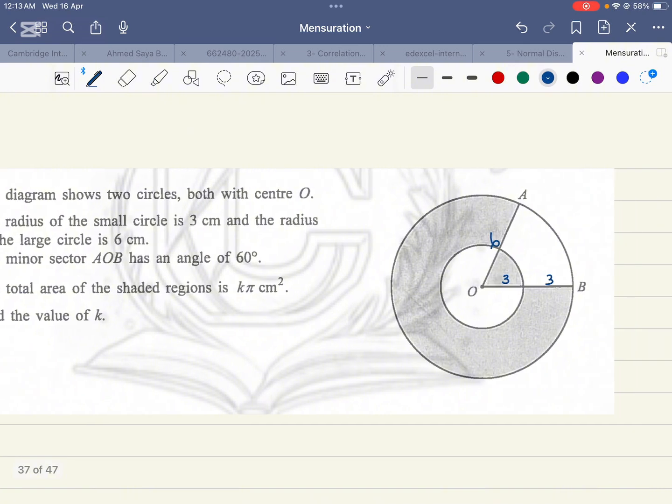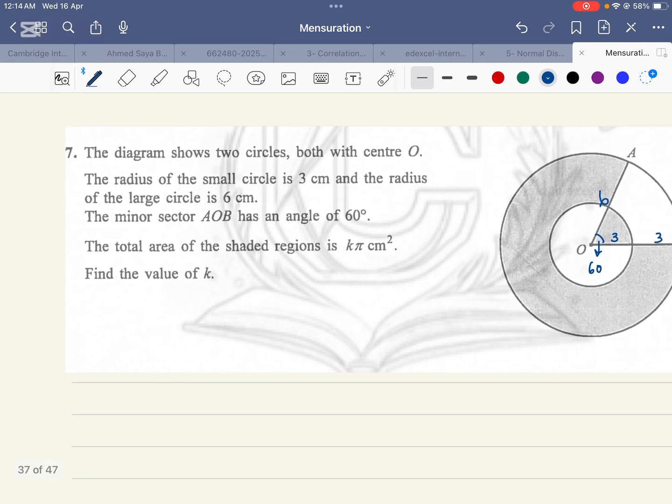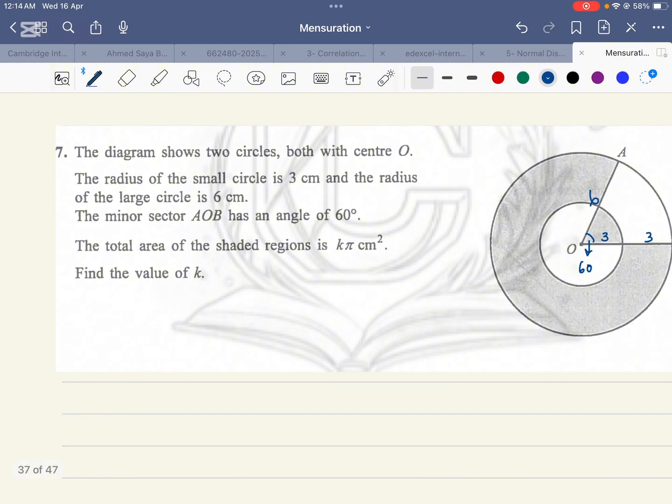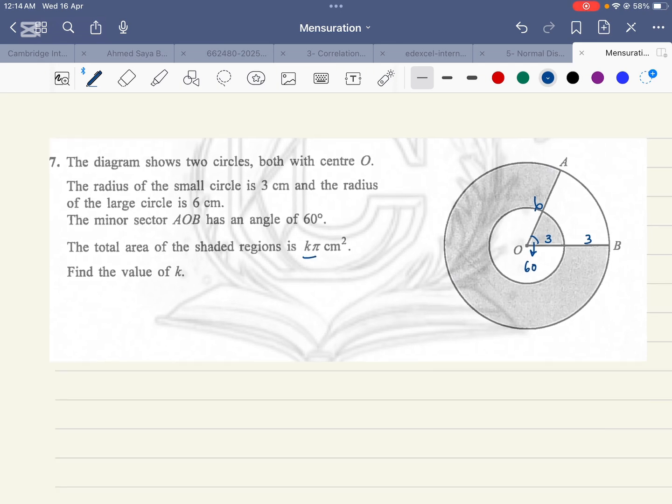Minor sector AOB has an angle of 60. The angle will be the same for both because they both originate from the same center. Total area of the shaded region is K pi. Find the value of K.